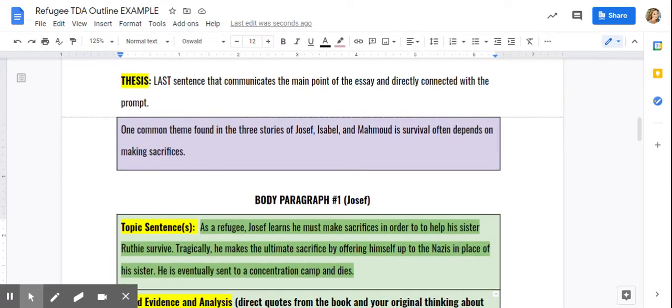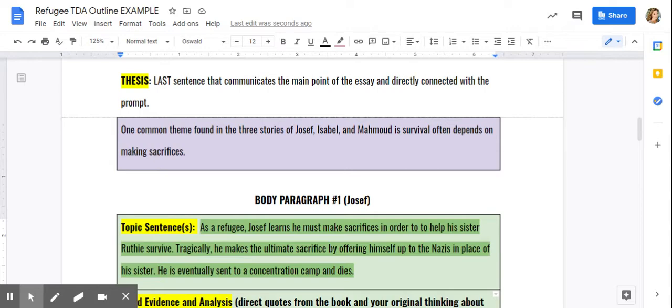Now, let's check back at this thesis. This thesis is really the heart of your whole essay, because it's what you're going to prove to be true. Remember, this is your argument. And within that argument, you're listing three different stories that you are going to find evidence from to prove your argument is true. There's the Joseph story, the Isabel story, and the Mahmoud story.